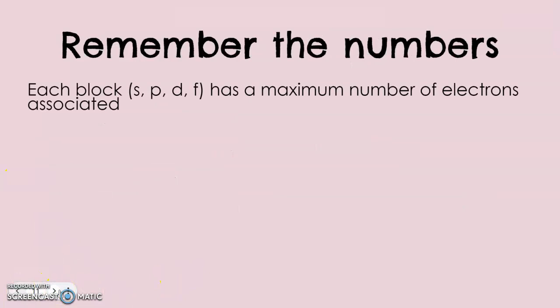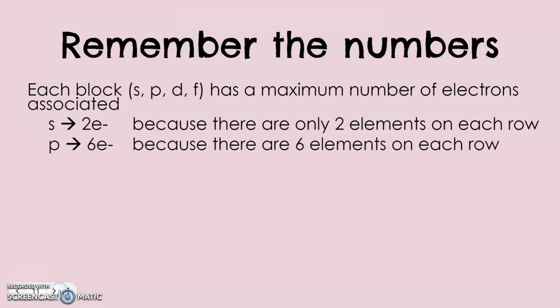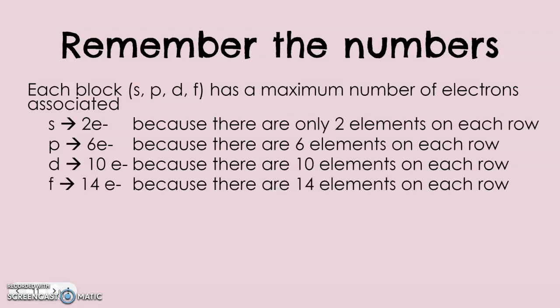So before we go through the process of how to write the electron configuration, remember, each block has a maximum number of electrons associated with it. So S, P, D, and F. Remember, the S gets 2 electrons, and that's because there are only 2 elements on each row. Okay? P gets 6, because there are 6 elements on each row of the P block. D gets 10, again, 10 elements on each row of D block. And then F gets 14, and again 14 elements on each row.